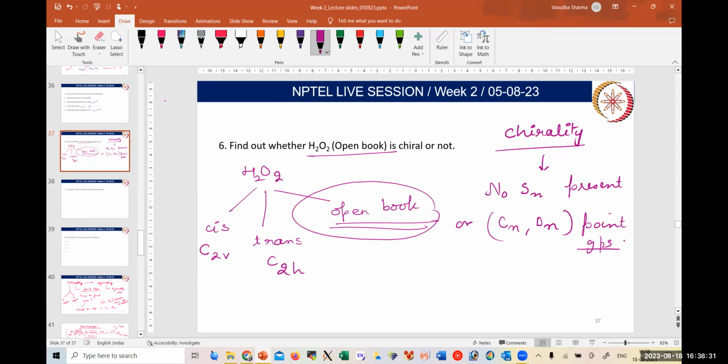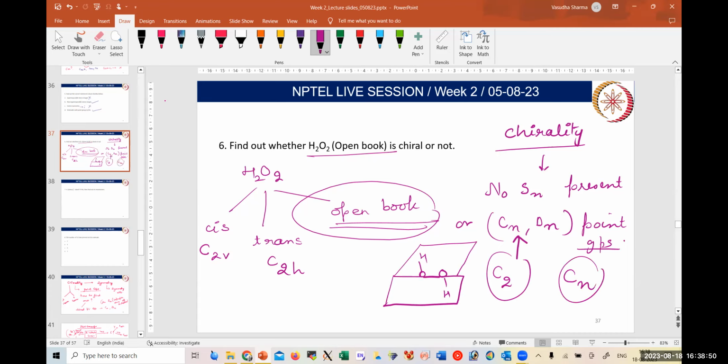So if I consider it like this, with the oxygen-oxygen bond here, one H would be here, one H would be here. So it has a point group of C2. Since it has a point group of C2, it belongs to the Cn category. So logically, it should be chiral.